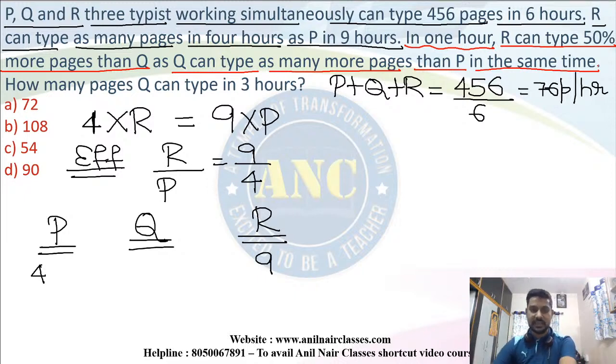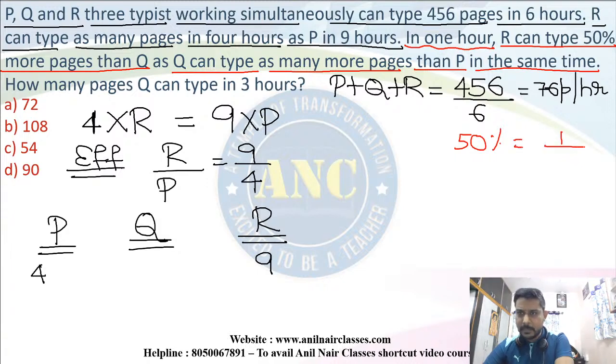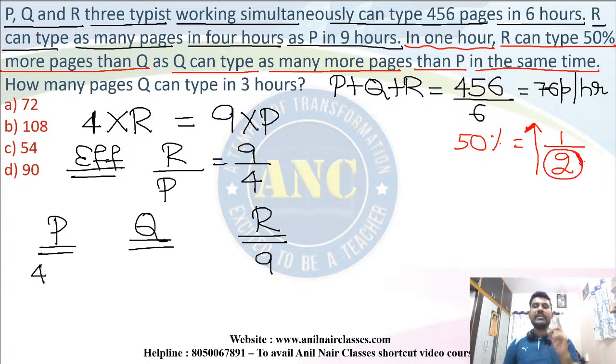That is what they are saying. That means 50% in fractions is nothing but 1 by 2, and more is nothing but increase. Now, can I say that R can type 50% more than Q? That means if Q is typing only 2 pages, R will be typing 1 more than 2. Now, think logically. If I take Q as 2 here, R will be typing 1 more than 2.